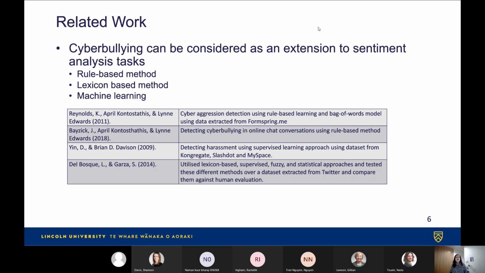Okay, so when we use this technique to detect cyberbullying, there are a few standard methods that we can use. One, of course, is a rule-based method. Basically, it's using some kind of rules to determine the sentiment of a given input. So if you see all those foul words, foul language, then you can say that's most likely a cyberbullying statement.